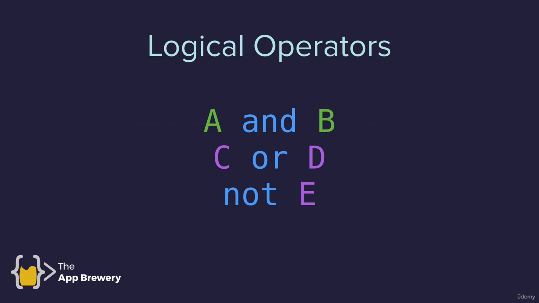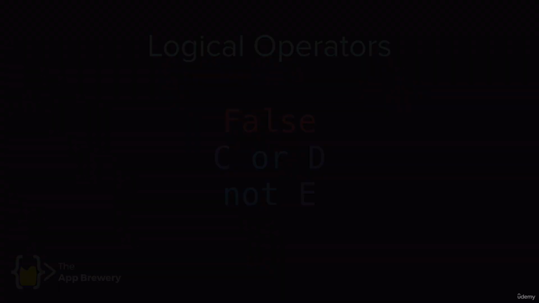When you combine 2 different conditions using an and operator, they both have to be true, both A and B, for the entire line of code to be true. If just one of them is true, say A is true and B is false, or A is false and B is true, then the overall thing evaluates to false.